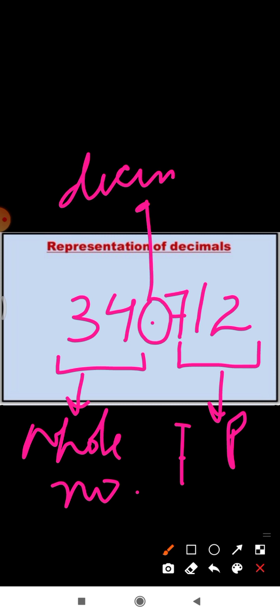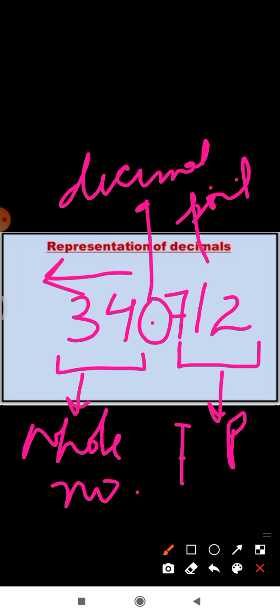These are separated by a decimal separator denoted by a decimal point. This is a decimal point, or a dot. The whole number is always to the left of the decimal point, and the fractional part is always to the right of the decimal point. So here 34 is the whole number, 712 is the fractional part, and this whole number and fractional part are separated by a decimal point. I hope students this is clear to you.